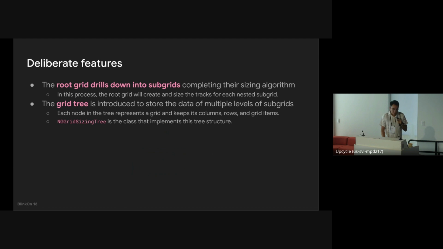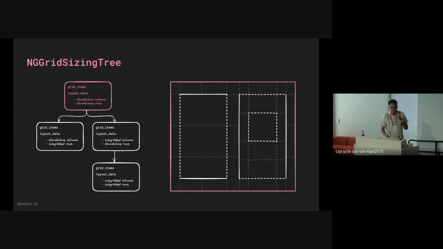And all of the sizing algorithm methods in the grid module were refactored. I'm talking about initialize track sizes, compute used track sizes, computing the alignment baselines, were refactored to consider this grid tree instead of just the set of columns and rows from the root grid. And talking about this NGGridSizingTree, this is the key structure that holds the columns, rows, and grid items for each of the grid containers in the grid tree.